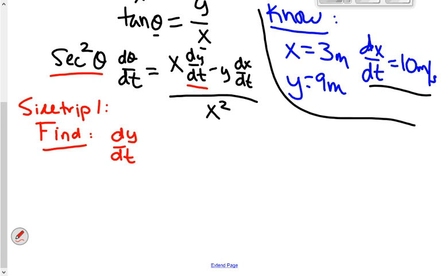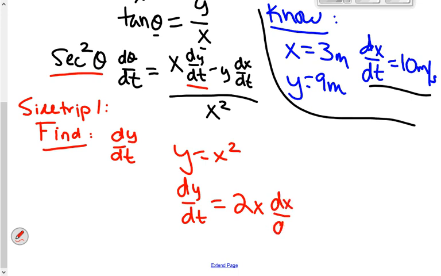Are y and x independent of each other? No. How are they related, Maggie? Y equals x squared, right? That was my original equation for the path that my particle is taking. So can I find dy/dt? How do I find dy/dt? Take the derivative of both sides. So I'm going to get dy/dt is equal to 2x times dx/dt. Okay, so that's cool. That's one part down.